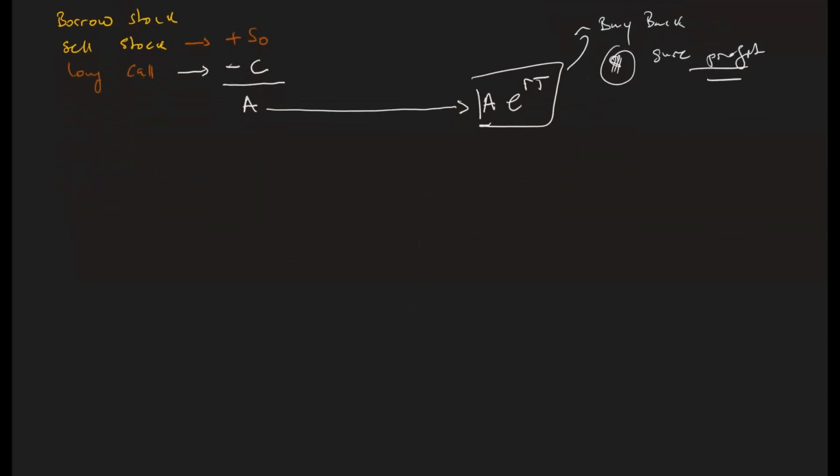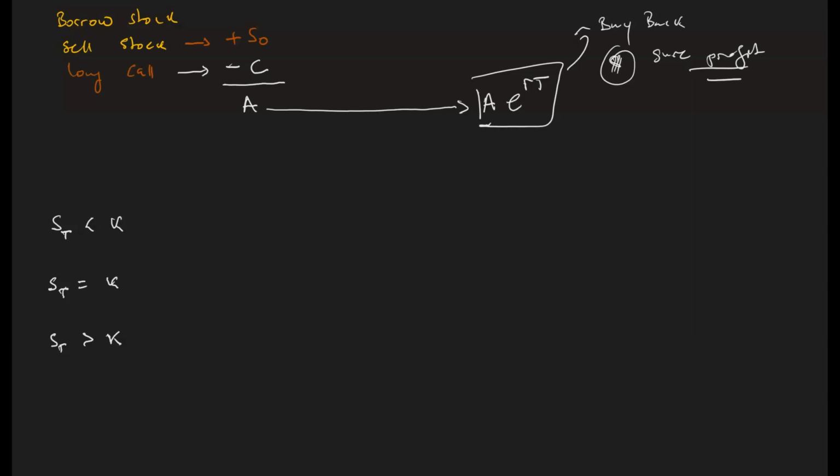Well, the scenarios that we can observe at that point in the future might be as follows. We might have a scenario where the stock price in the future is less than the strike price. We might have the scenario where the stock price is equal to the strike price, or we might have the scenario where the stock price is greater than the strike price.